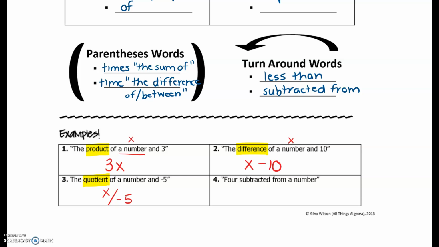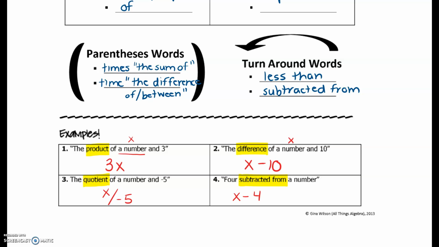Now, in number 4, it says 4 subtracted from a number. Subtracted from hopefully lights up at you and indicates that you have a turnaround word. What this means is, instead of writing the number 4 first in our expression, we're going to write our variable first. We have a number -4 because we want to take away 4 from the number that we do not know. So be very careful on that one that you write the proper order.